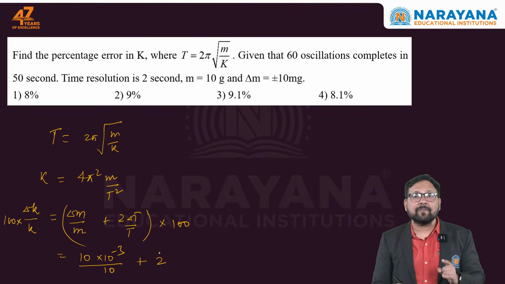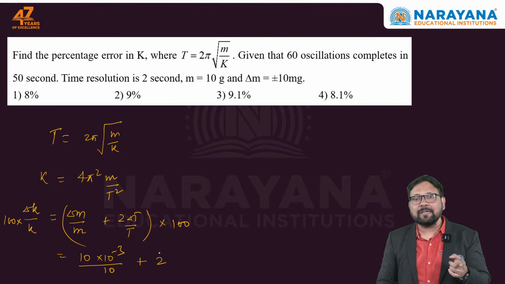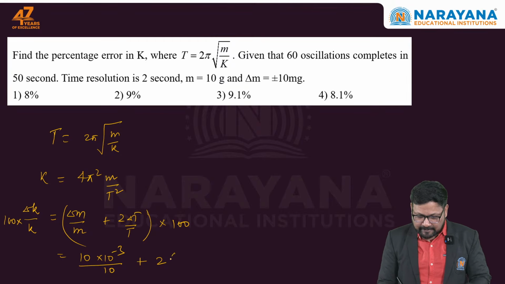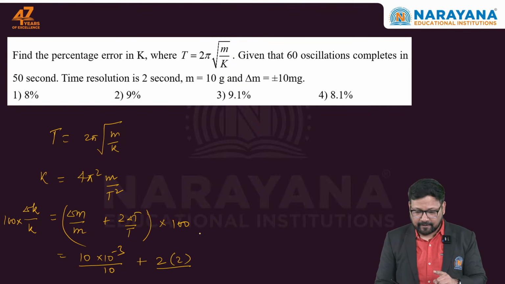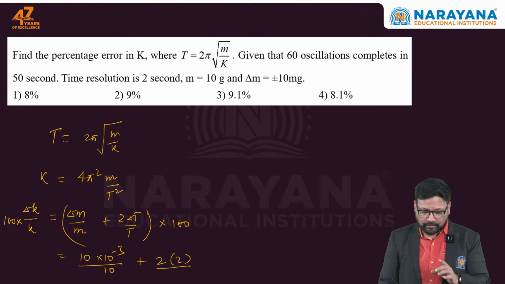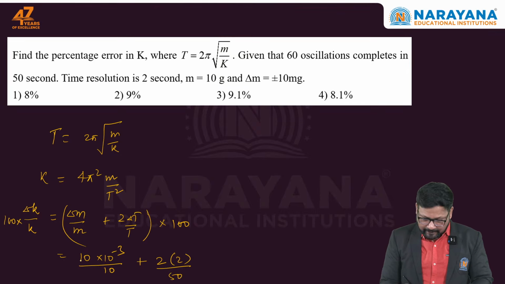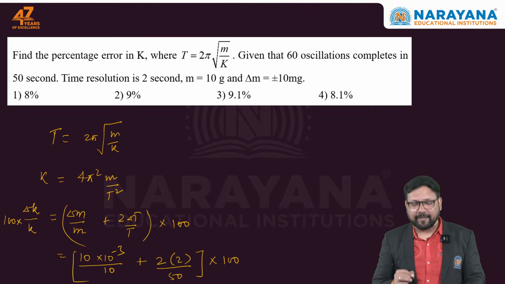Delta T is given as the resolution in time. So we will take T as the total time. This is your 2, and the total time, there are 60 oscillations, but for 60 oscillations the total time is 50, and this overall expression is being multiplied by 100. Why? Because percentage error is required.